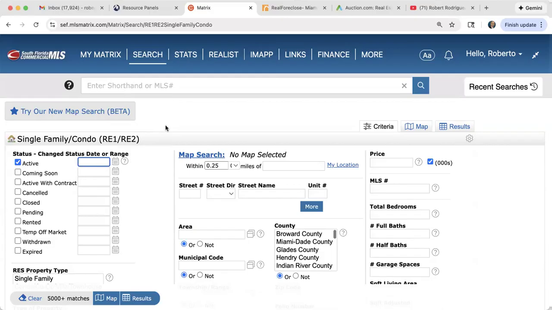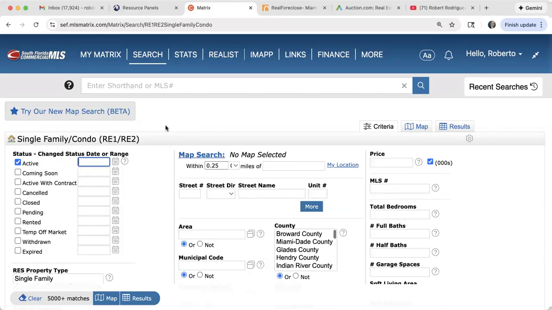Some TLC. So in the MLS, the quickest way for us to find a property that's a good fix and flip opportunity is to search for REOs, or these are foreclosed properties, not properties that are in foreclosure, right? Those are pre-foreclosure. We are looking for properties that have already foreclosed. Therefore, the bank already owns the property and the buyer is going to try and buy the property from the bank.